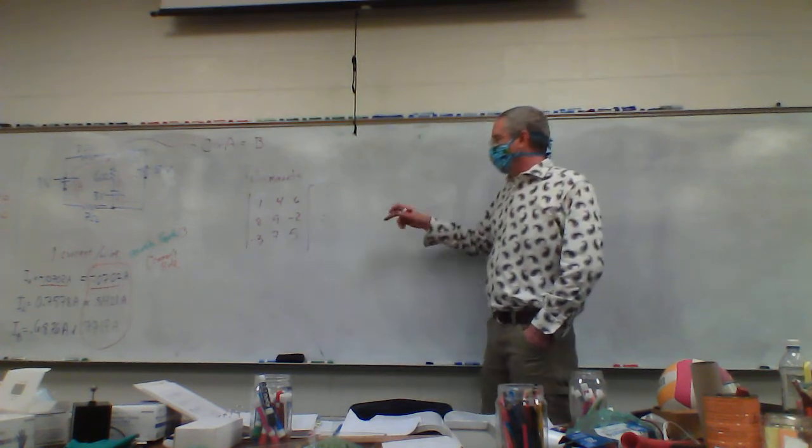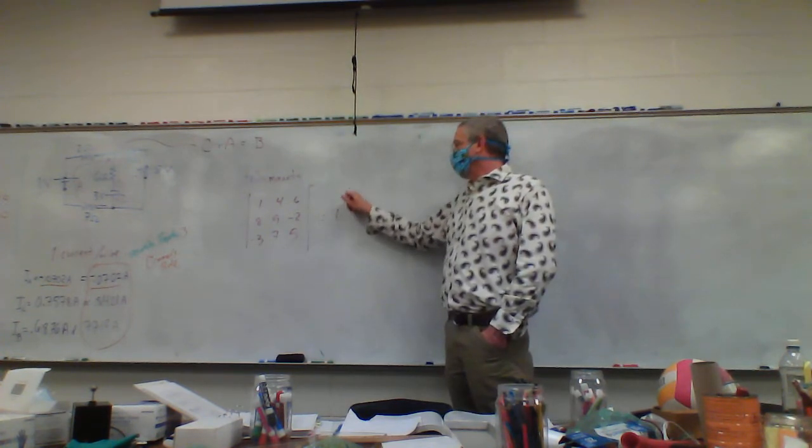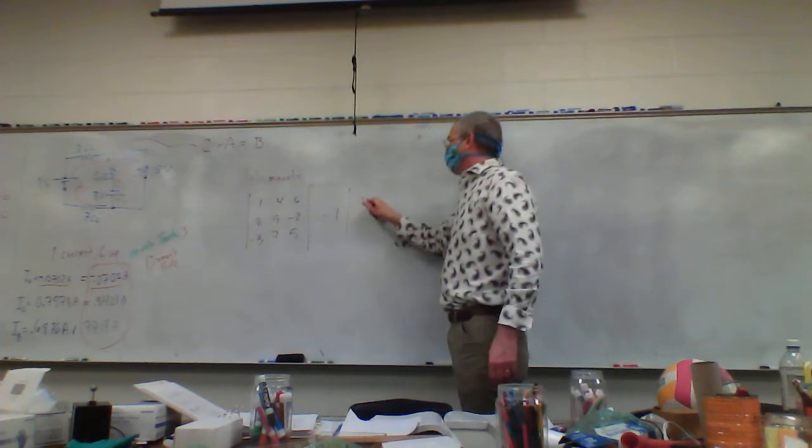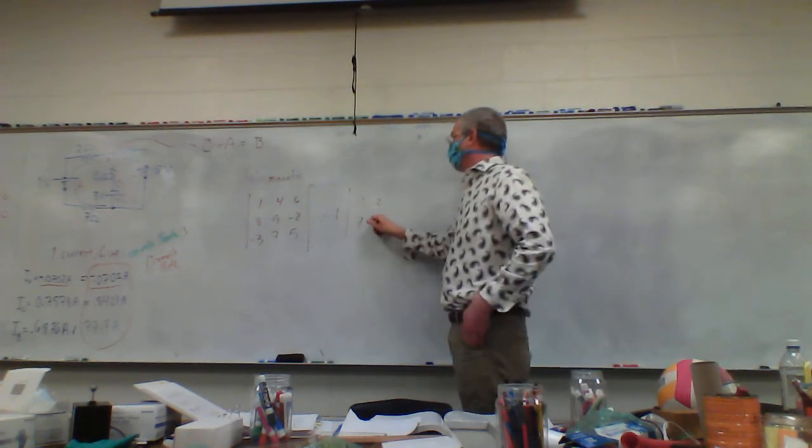Start in the upper left-hand corner where I have a 1. I block out that row and that column, and I write down what's left over. 9, negative 2, 7, 5.